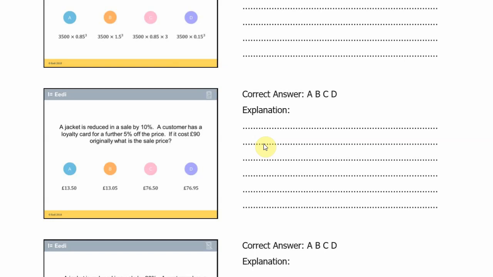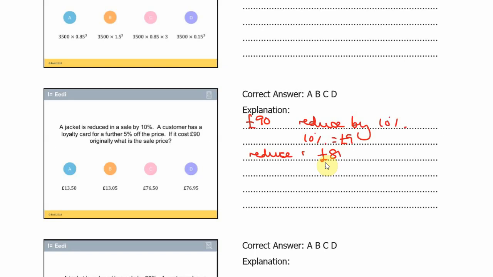So we want to think, well, this is going to be done in different stages, and I'm going to stick with this. So if it cost £90 originally, well, we want to do £90 to start with, and we want to reduce by 10%. So 10% is going to equal £9, and when we reduce, that's going to give us £81, because £90 take away 9.